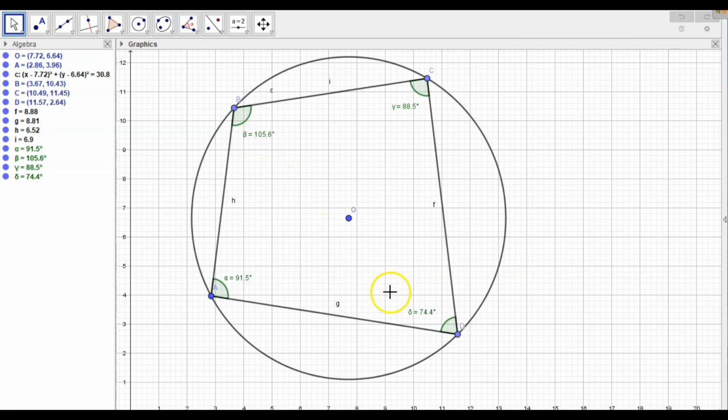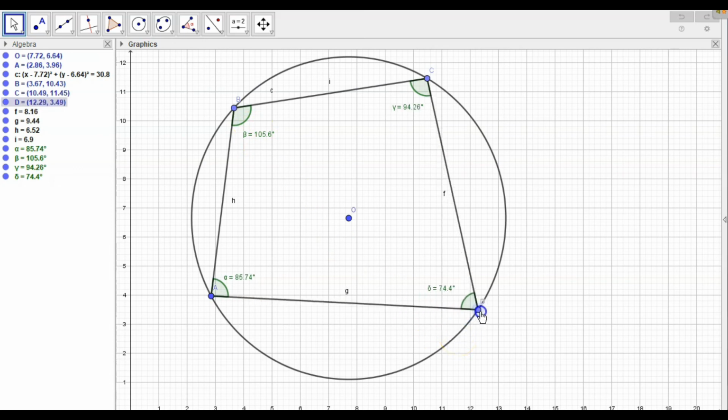You can use your calculator to add up the angles directly opposite to each other, and you realize that 91.5 plus 88.5 degrees will give us a total angle of 180 degrees. Likewise, you add up 105.6 degrees to 74.4 degrees. You equally have an angle of 180 degrees. You can shift D from wherever it is to a different location.